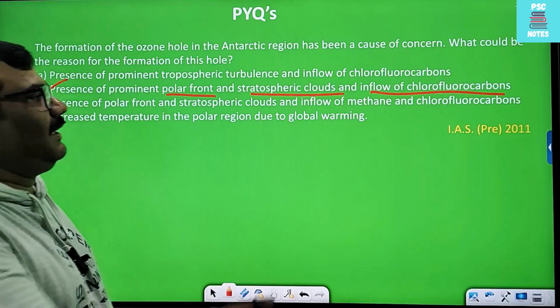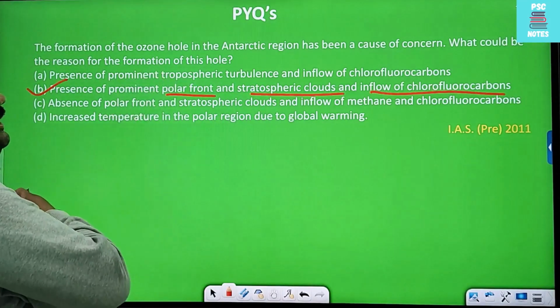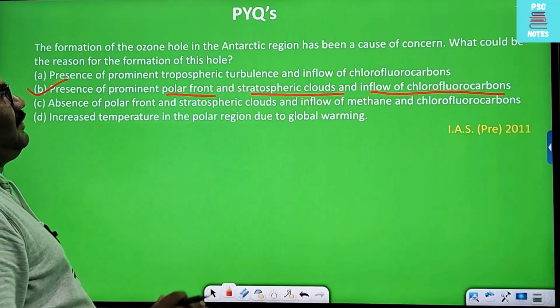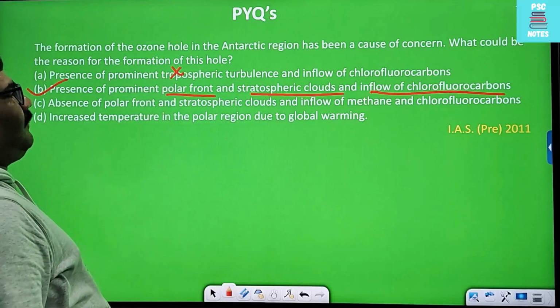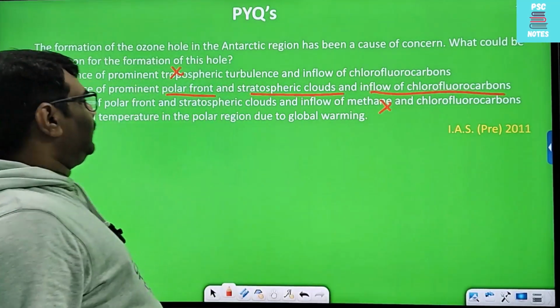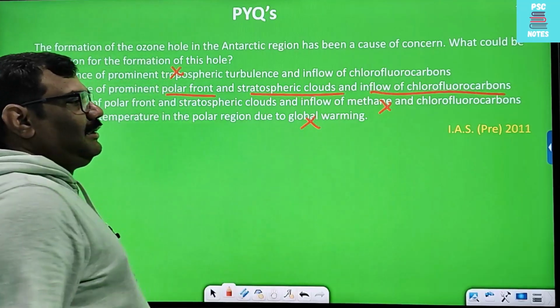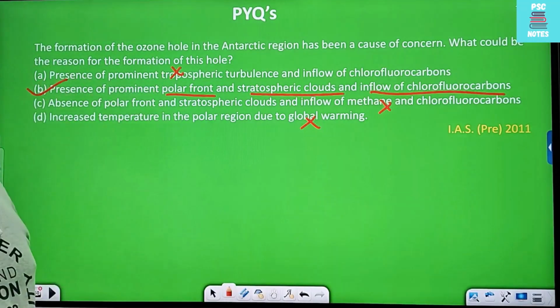ठीक है, इसमें देखो प्रेजेंस ऑफ प्रोमिनेंट ट्रोपोस्फेरिक नहीं, वो स्ट्रेटोस्फेरिक क्लाउड आएगा. ठीक है, फर्दर इन द ऑप्शन सी मीथेन से कोई मतलब नहीं. इंक्रीज टेम्परेचर इन द पोलर रीजन ड्यू टू ग्लोबल वार्मिंग नहीं. ठीक है, तो ऑप्शन बी. ओके, नाउ कमिंग टू नेक्स्ट क्वेश्चन.